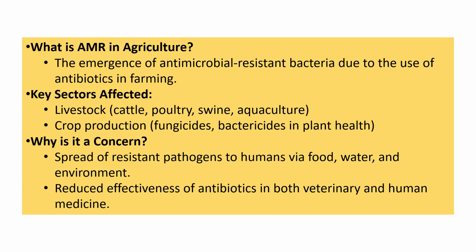We all know that the two greatest sectors which come under agriculture are livestock and crop production. Therefore, these are the two key sectors which get affected by AMR in agriculture. Livestock such as cattle, poultry, swine, aquaculture, and crop production, wherein we use fungicides and bactericides in plant health.